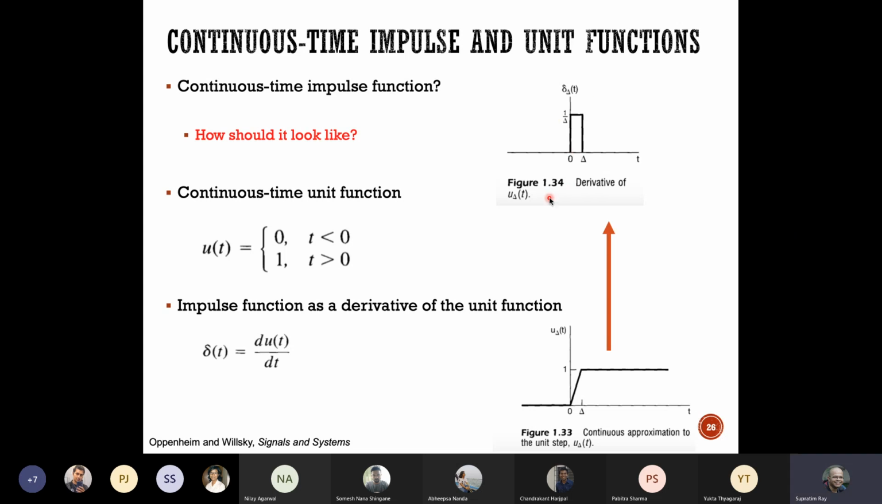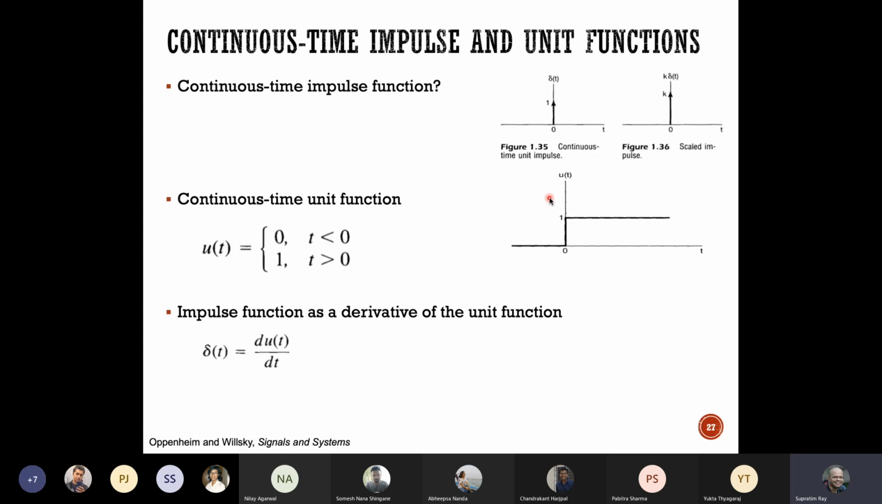And as delta approaches 0, I get what is called the continuous time impulse function, and I denote it as a vertical arrow like this, with a little mark that shows it's actually infinitely long. However, it's also infinitely thin, such that the area is always 1. The impulse function is the derivative of the unit step function. This is how you indicate it.